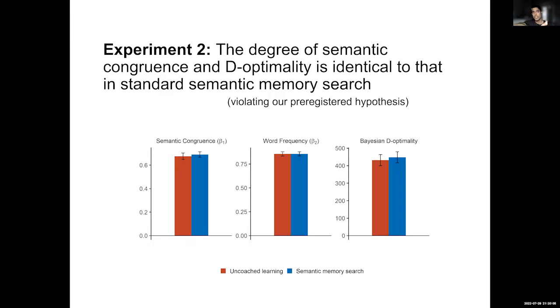All right, so in experiment 2, we gave people this task, and we also gave people just a simple semantic memory search task, just like generate all the food items you can. We thought that people would be less sensitive to semantic congruence, would be more optimal in our task versus a pure semantic memory search task where there's no incentive to generate dissimilar items. That was our pre-registered hypothesis. This was violated. We found no differences in experiment 2 between semantic memory search and our main task.